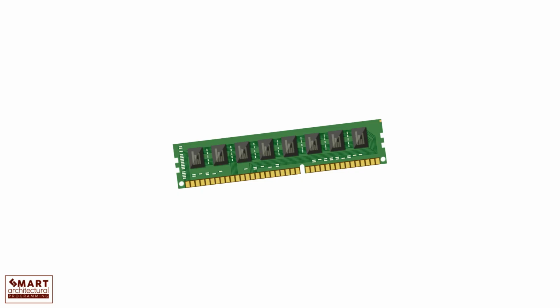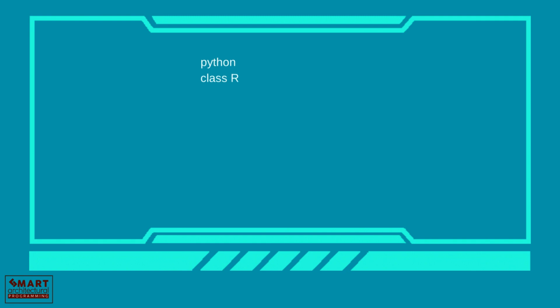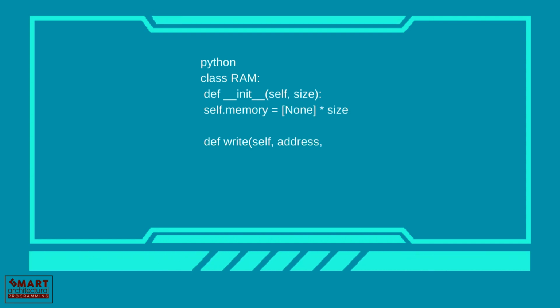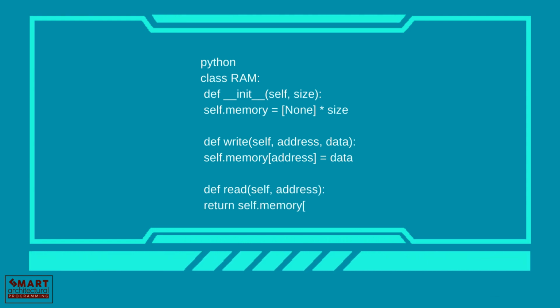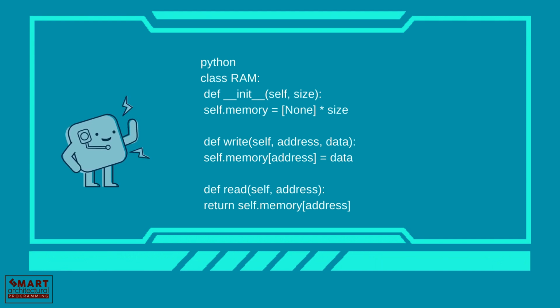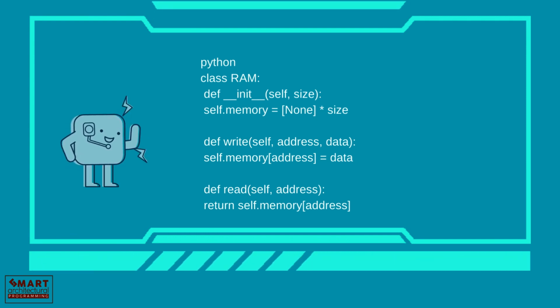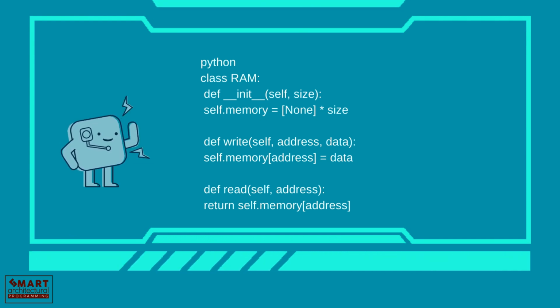Next up is memory. There's RAM, or random access memory, which temporarily stores data. Python. class RAM. def __init__(self, size): self.memory = [None] * size. def write(self, address, data): self.memory[address] = data. def read(self, address): return self.memory[address]. Here's how we can simulate RAM in Python. It's essentially an array where we can read and write data.